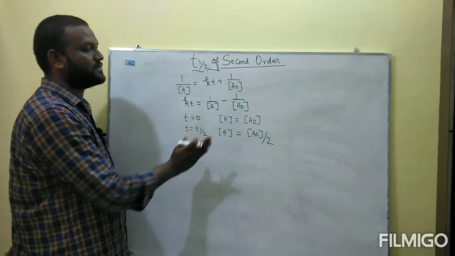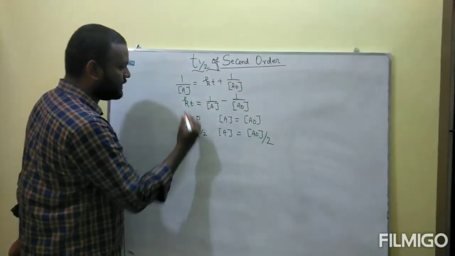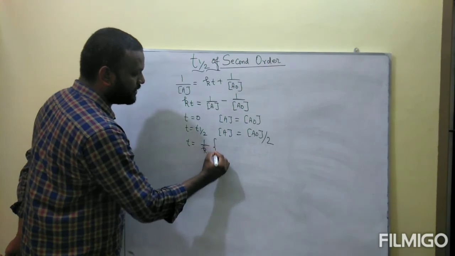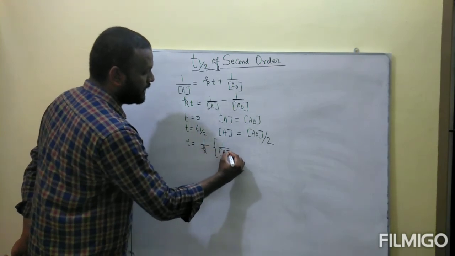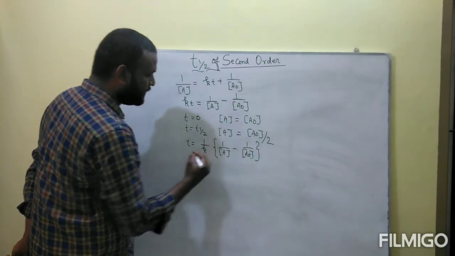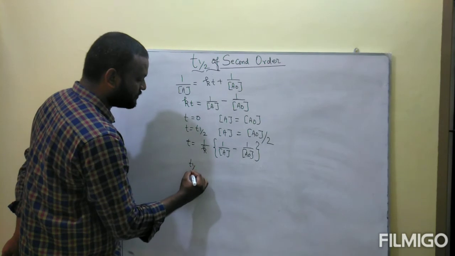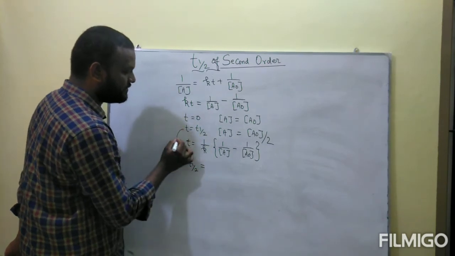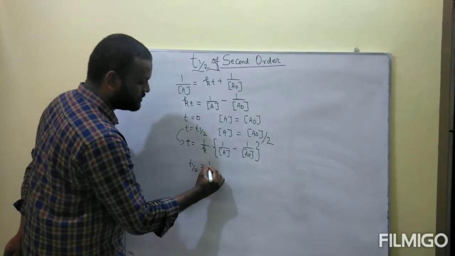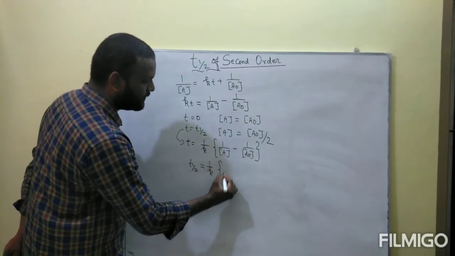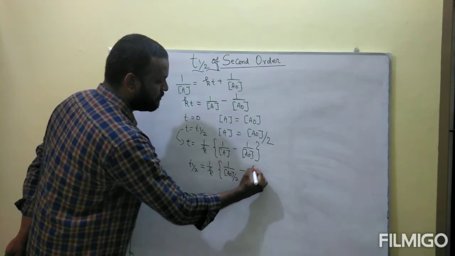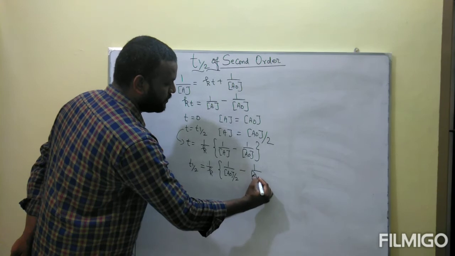So now just substitute in the equation. T is equal to 1 by K into 1 by A minus 1 by A0. Here T is equal to T half, so we just substitute T is equal to T half. Then what about the concentration of A? A is equal to A0 by 2. So we just substitute: 1 by K into 1 by A0 divided by 2 minus 1 by A0.